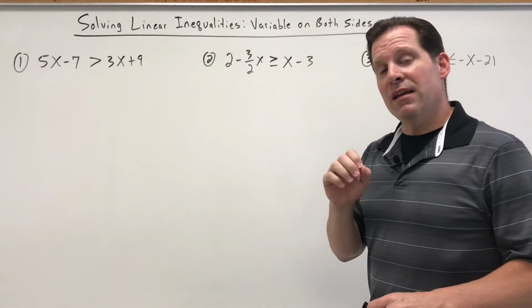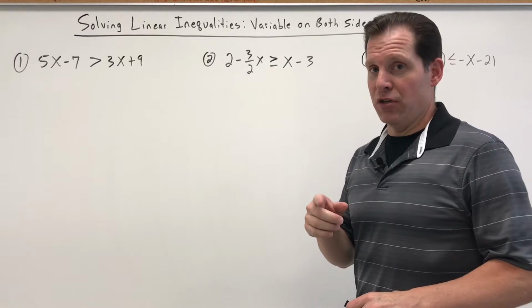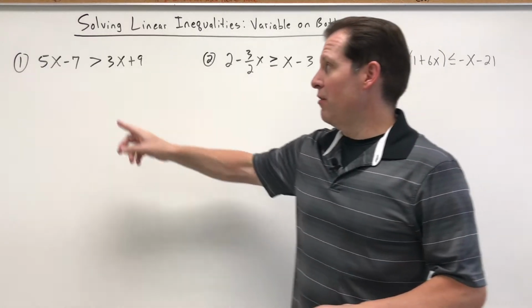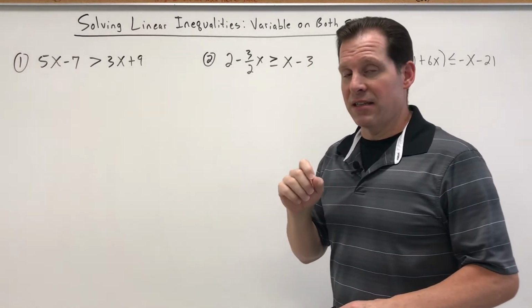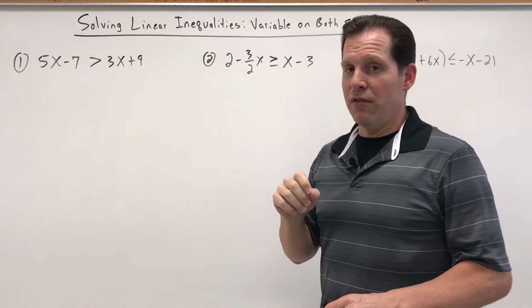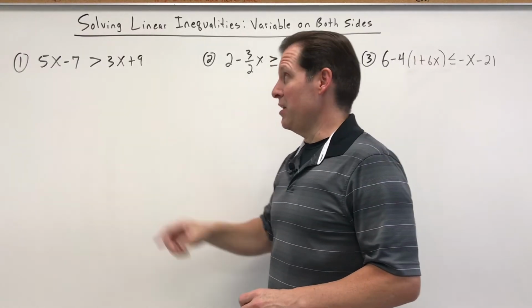Remember that the idea is to get the x by itself on one side, like we would do with normal equations, but we have to make sure we take care of the inequality here because that's going to change how the answer looks. In the last lesson, we wrote it in inequality form, I did a number line, and then I did interval notation, and I will do the same thing here.